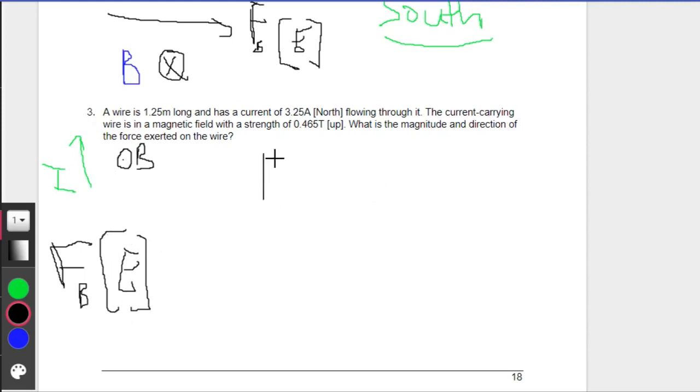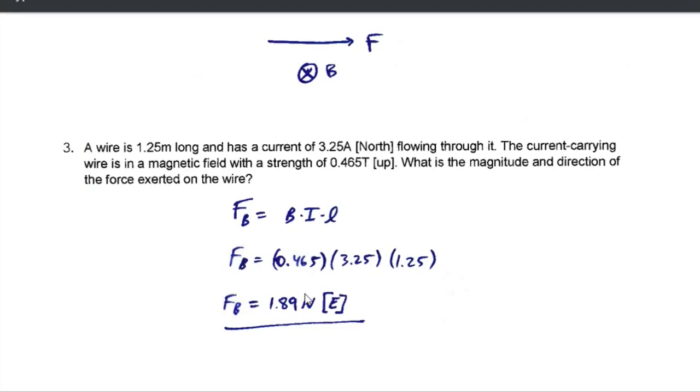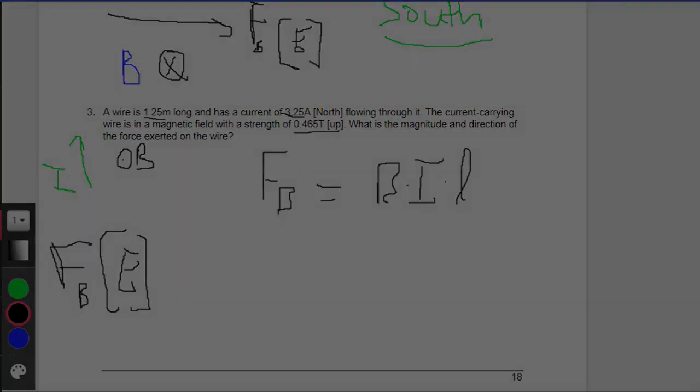As for the magnitude, use your formula. Force is equal to the magnetic field multiplied by your current and the length of the wire. And so we have all these. This is already in meters, this is already in amps, and this is already in Teslas. Multiply those three values together. And what you'll end up getting is a value of 1.89 newtons. We already determined our direction was towards the east, and that's number 3.